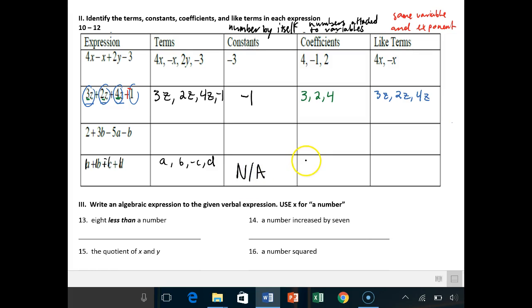Coefficients, we have really none, but we could say all variables have, well, no, let's not say that, sorry, erase that, my fault. We have 1, 1, negative 1, and 1. I was going to say all variables have a coefficient of 1, but the c has a coefficient of negative 1. Like terms, there are no like terms in A because they're all different variables, A, B, C, and D. They do not have the same variable, nor do they have the same exponent.